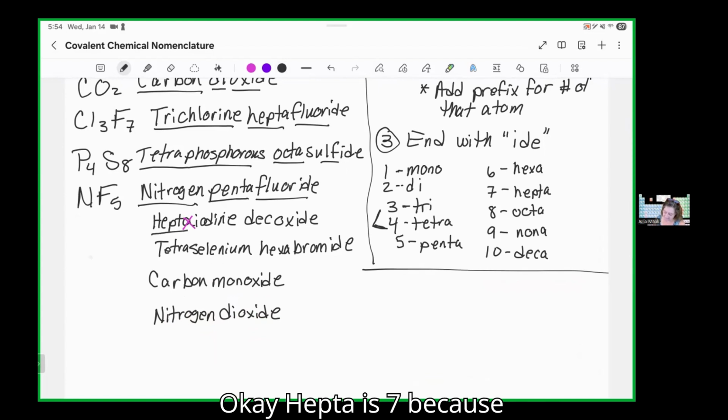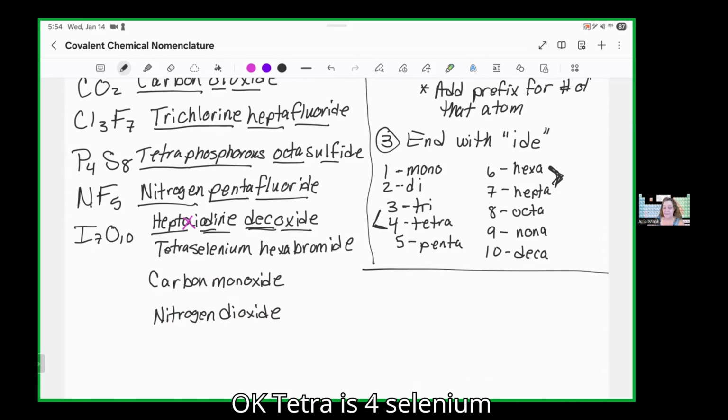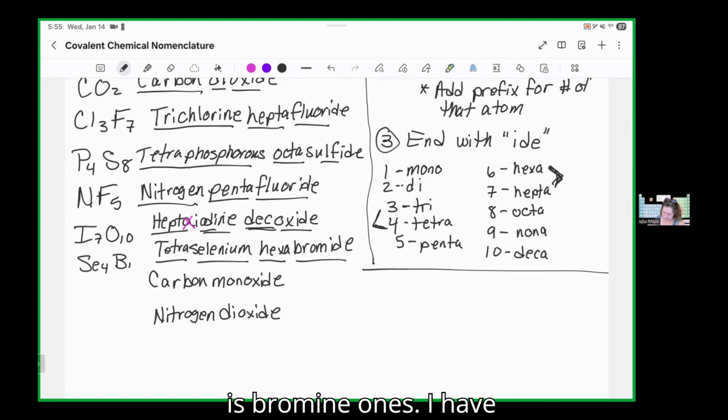Hepta is 7, because your 2 H's go together there. I've got iodine, so I've got 7 iodines and 10 deca, 10 oxygens. Tetra is 4 seleniums, so I have 4 seleniums. Hexa is 6. Brom is bromines. I have 6 of those.